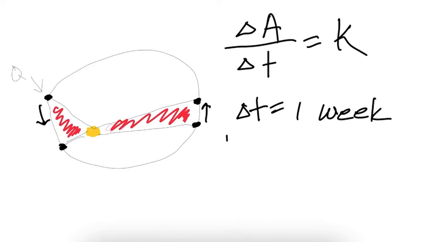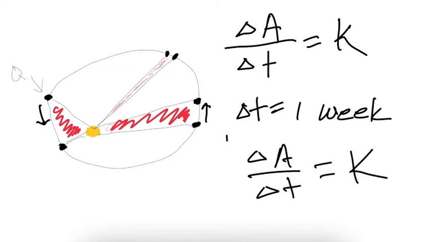Now we can imagine shrinking down the time interval to a smaller and smaller value. So let's say now Q is here, and in 1 day's time it travels here. So now the area swept out is smaller. However, delta A over delta t still equals a constant k. In this case, delta t equals 1 day.